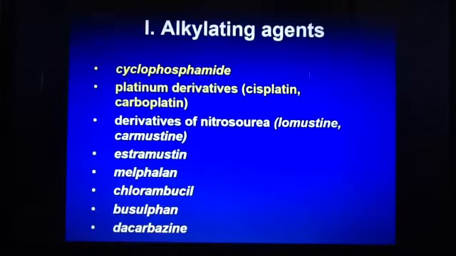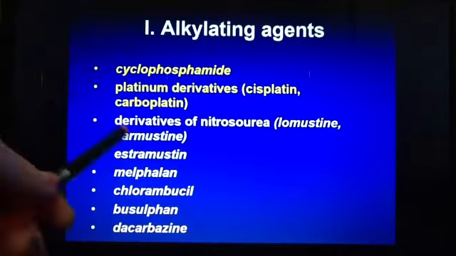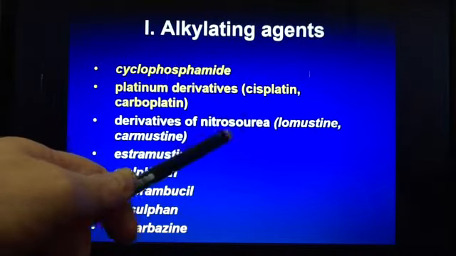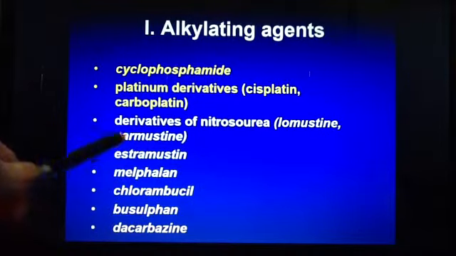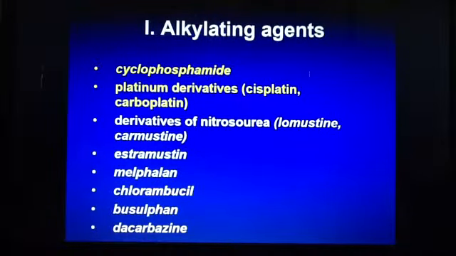Okay, moving on. We're first going to talk about the alkylating agents. So the main ones here are cyclophosphamide and the platinum derivatives such as cisplatin and carboplatin. And other important ones are the derivatives of the nitrosourea such as lomustine and carmustine. There are others that are important too, pay attention to, but let's move on.